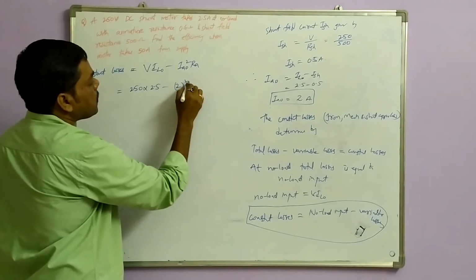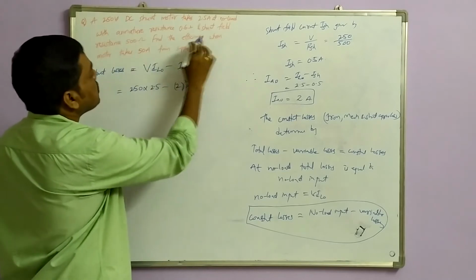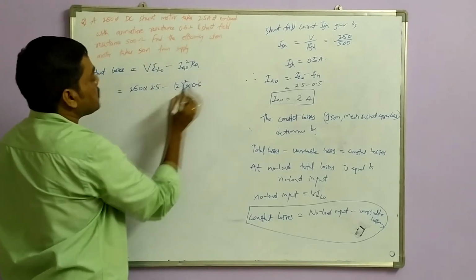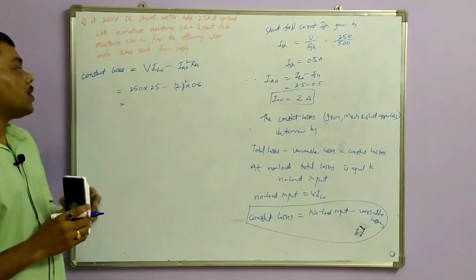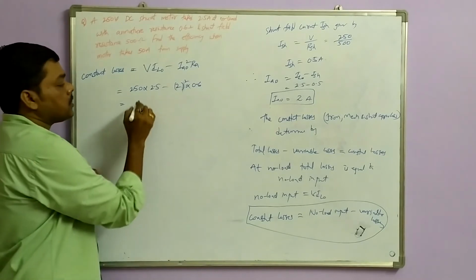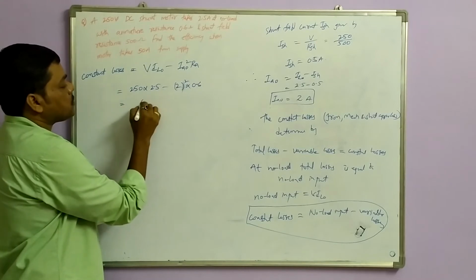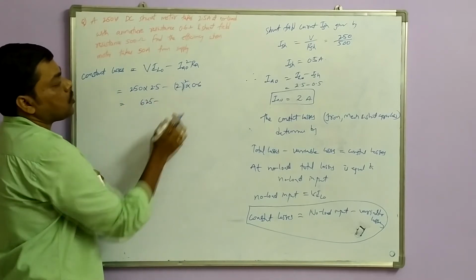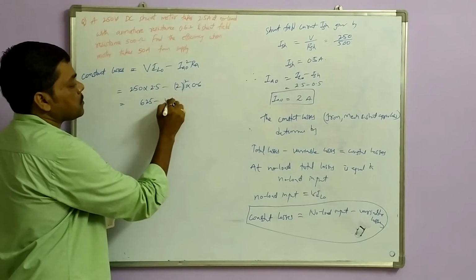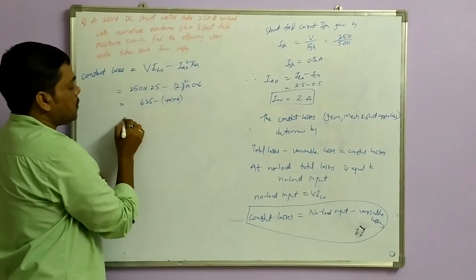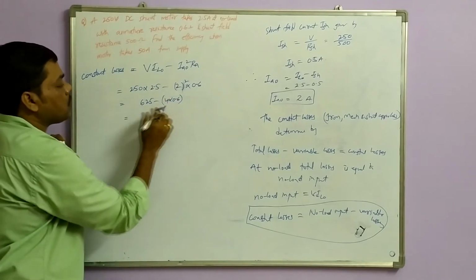2 square into Ra value is 0.6. Now what is the value of constant losses? So 2.625 minus 4 into 0.6. Now you may get 2.4.